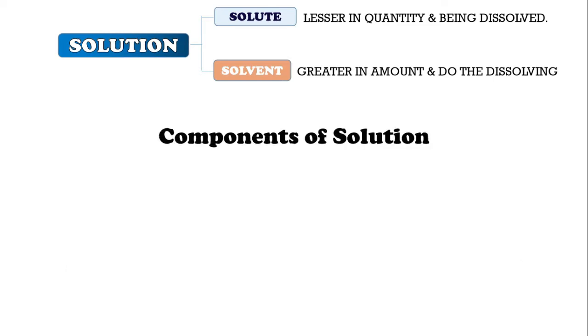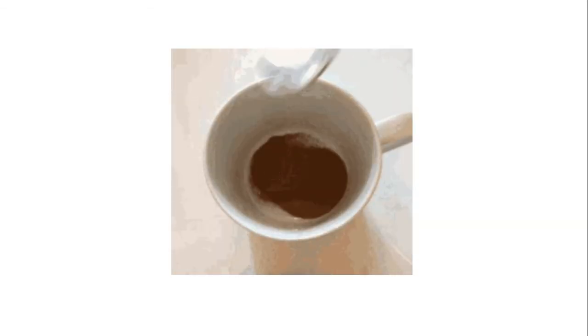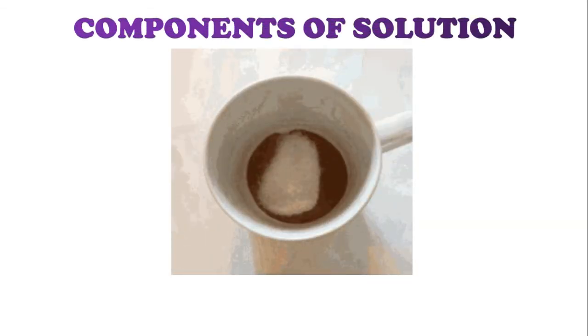Here we have an example. Let's take water as an example of solvent and sugar as solute. When these two substances mix together, a sugar solution is formed. Here's another example of solution.